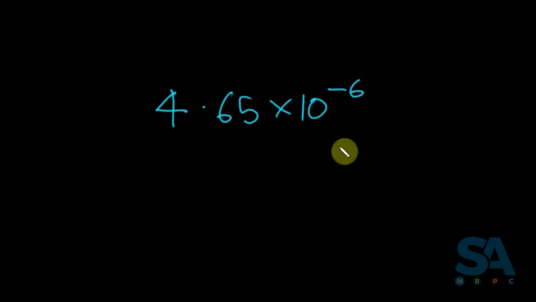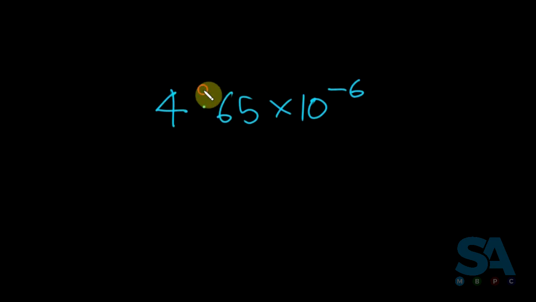Now, it's all good and well you've been able to turn a normal number into standard form, but you also need to know how to turn a number in standard form back into a normal number. So if you were told to express 4.65 times 10 to the minus 6 as an ordinary number, what you would do is, again, first look at the power of 10. In this case, it's minus 6. This tells you that the value is going to be very small, and also that the decimal point needs to move over 6 spaces to the left.